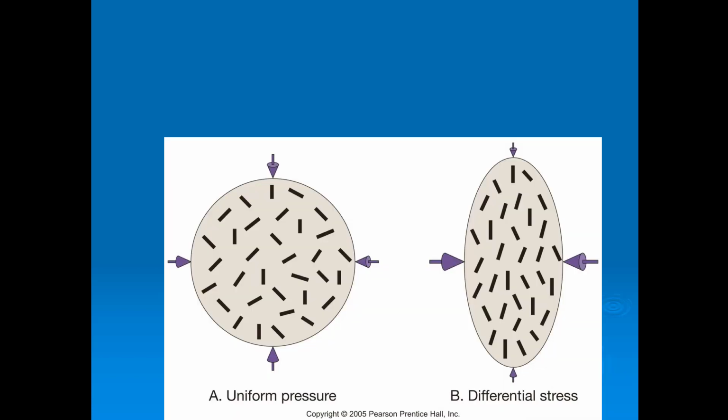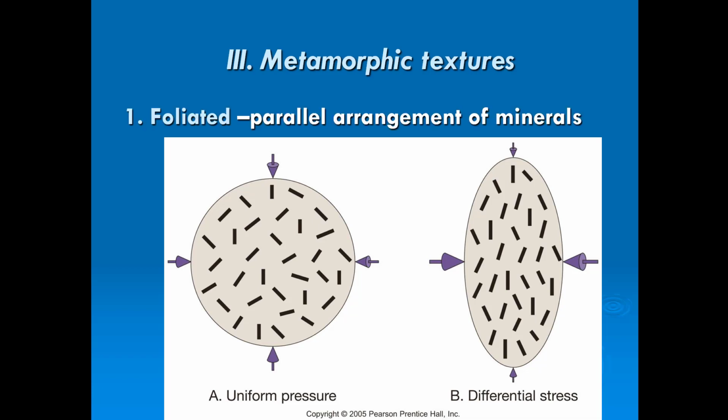So, switching topics yet again, we're going to start to talk about some metamorphic textures. There are three main metamorphic textures, two primary ones, and then sort of a third accessory texture. And the most significant metamorphic texture that you will learn about is called foliated texture.